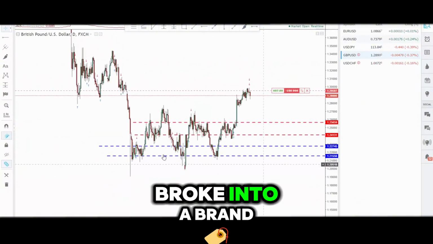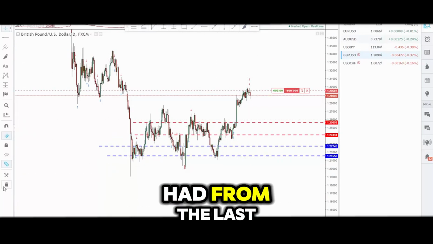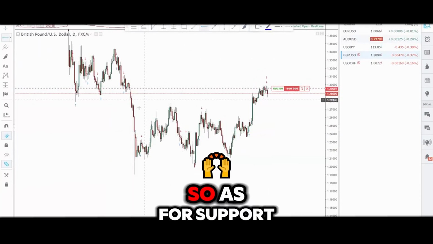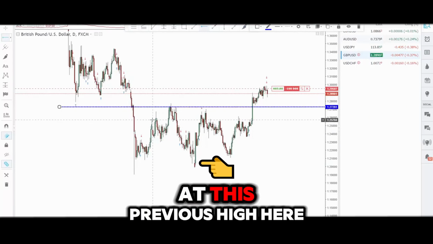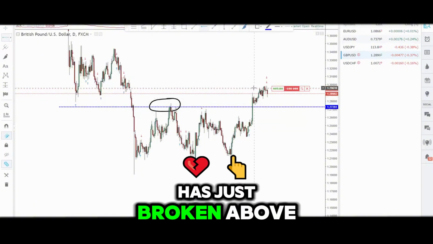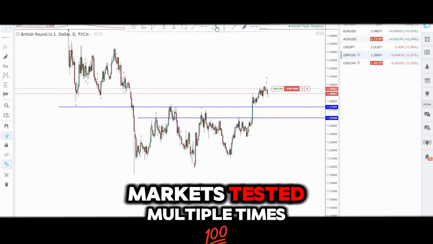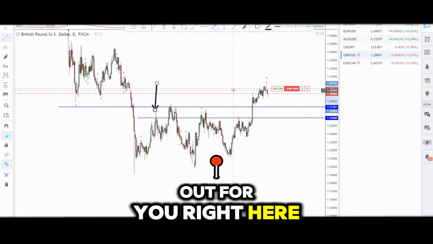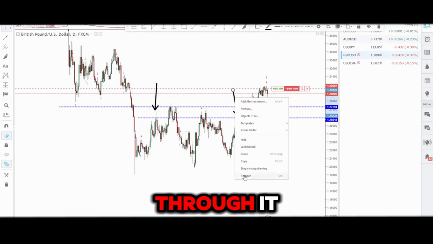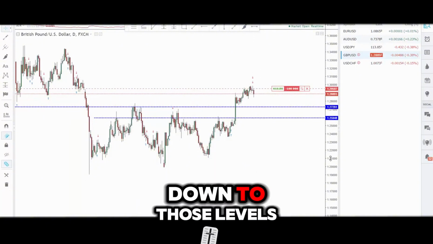And as we have broken into a brand new area, I'm going to go ahead and delete all of my structure lines that we had from the last structure-based trading video, and we're going to plot some new levels on the pound dollar. So as for support, we're going to be looking at this previous high here, a previous level the market has just broken above, and our next level of support would be that area where the market's tested multiple times. I can point those out for you right here and right here. It tested both of those times and was unable to break through it. So those are going to be our two major levels that I expect will support the market if the market gets down to those levels.